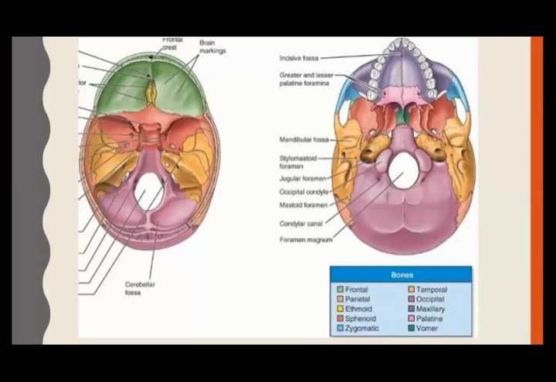Okay, so this is the petrous temporal bone. This is the squamous part of the temporal bone. And there are other parts too; we'll do them later on. Okay, this is now the occipital bone. This entire thing is the squamous part.